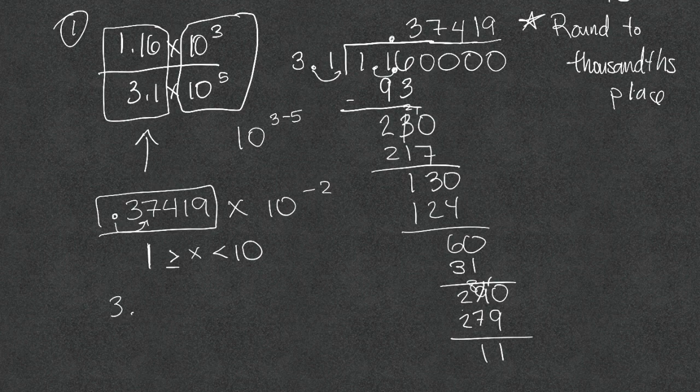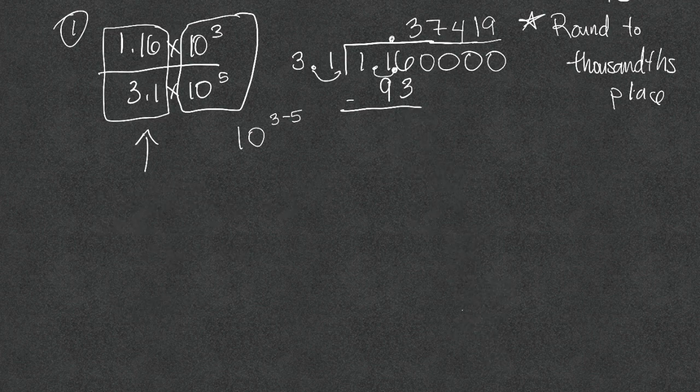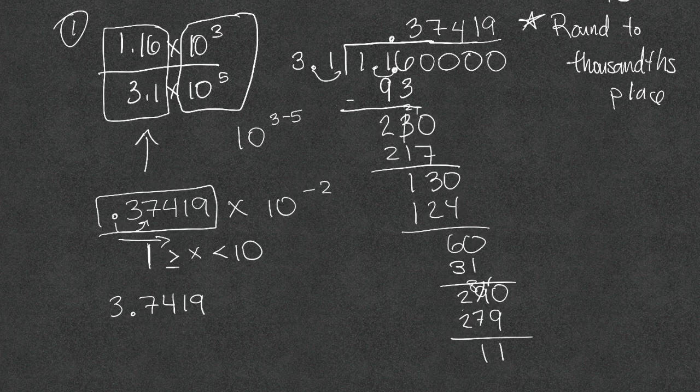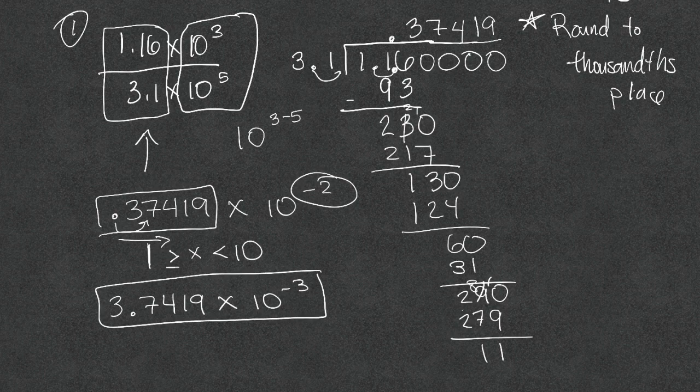So we have a 3.7419. And when we move a decimal place to the right, we need to adjust this exponent. Be careful how I say this: it goes down 1, which makes the digit itself go up. So it is to the negative third power now. That is our answer.